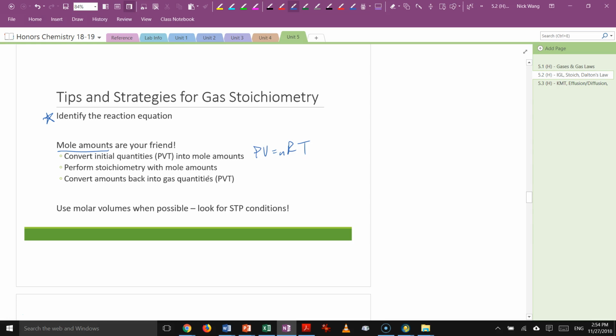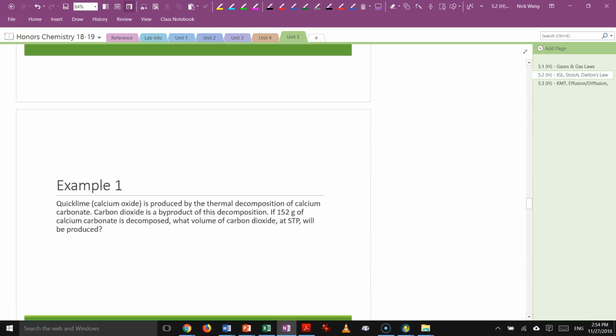So if you need to find a limiting reagent, or do some general stoichiometry, use mole amounts. And then finally, as necessary, use your PV equals nRT to get it back into whatever quantity the problem is asking you for. And of course, to help you simplify work, use those molar volumes. If you have STP, that's a magic set of 3 letters, which helps you simplify a lot of your work because you can just relate volumes and mole amounts. It makes it that much easier for you.